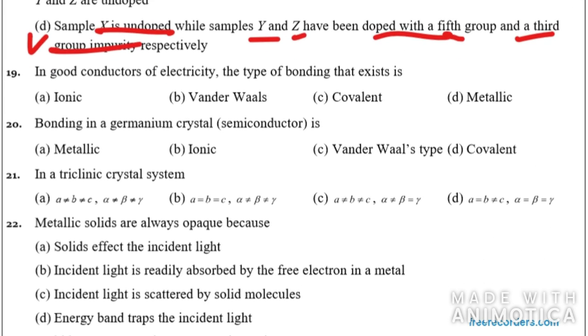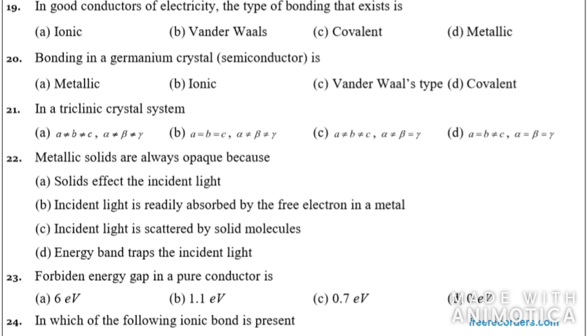Let's move on to the 19th one. In good conductors of electricity, the type of bonding that exists is: ionic, van der Waals, covalent, metallic. So this is metallic. The bonding in a germanium crystal semiconductor is, so it is actually covalent bonding in germanium crystals or any semiconductors. They form a covalent bond.